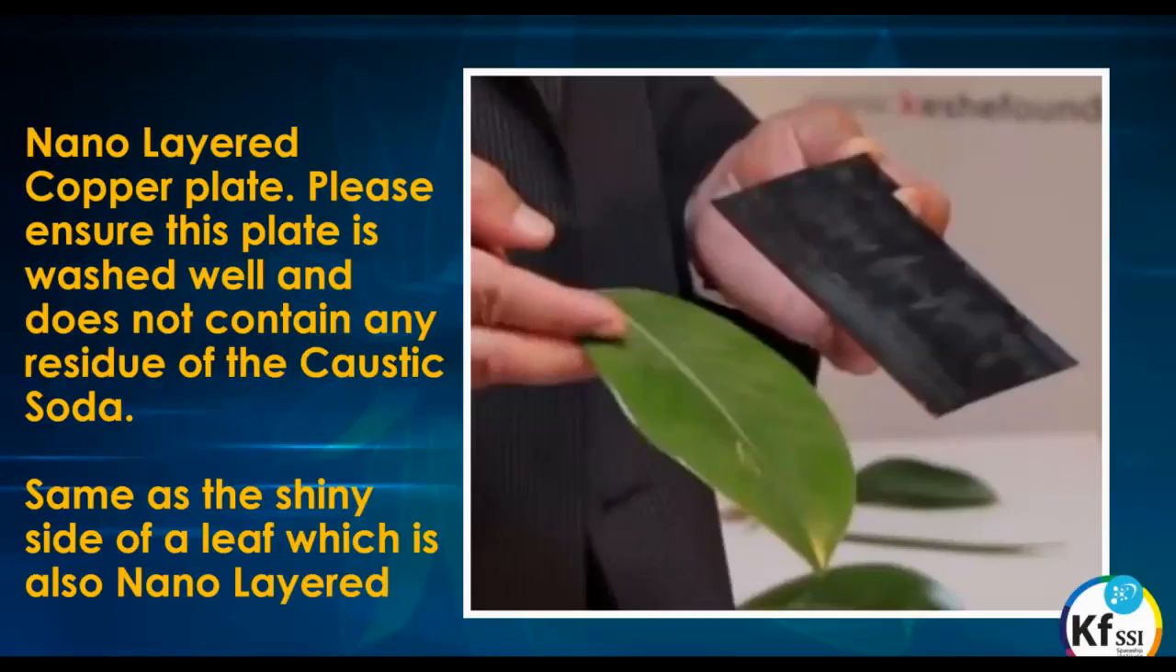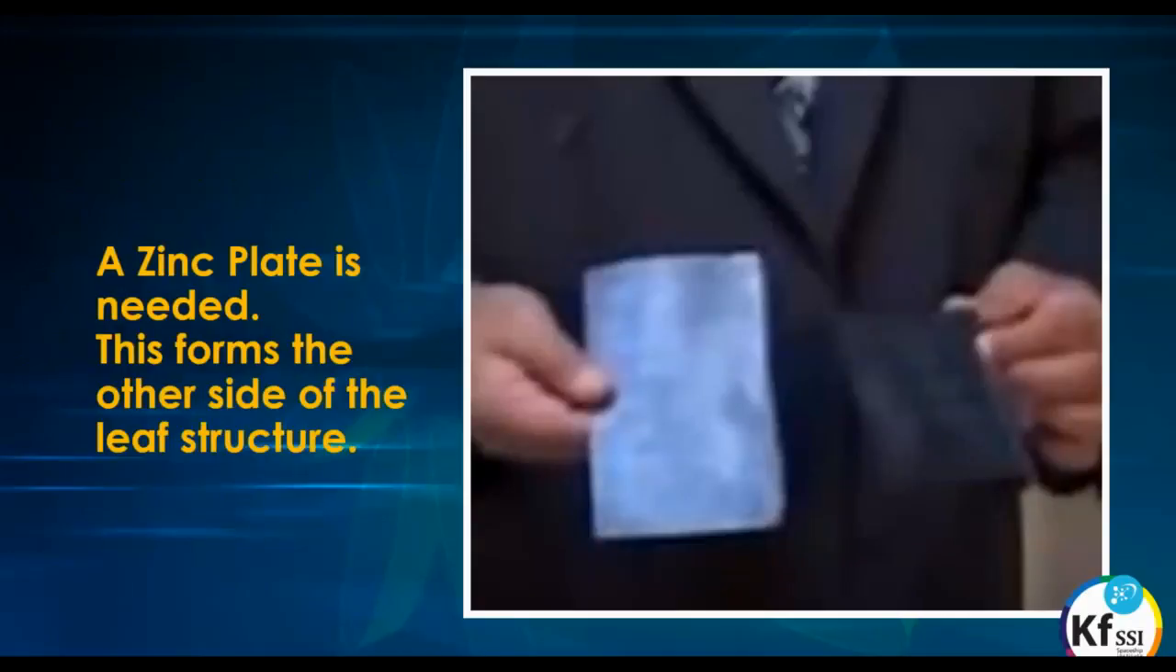Please ensure that when you take your nano plate, as we explained last time when you make your nano layers, you wash your plate very well to remove any residue of caustic soda that you might have left on that plate. The nano layer is the same as the shiny side of the leaf, which is also nano layered. And the zinc plate is needed as well. This forms the other side of the leaf structure.